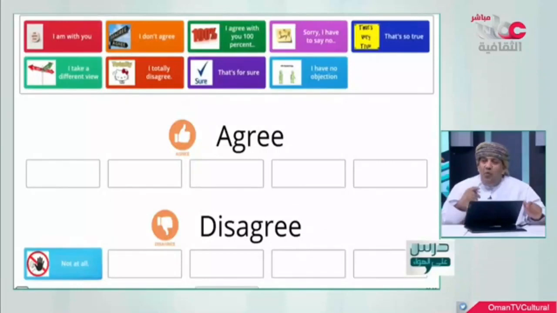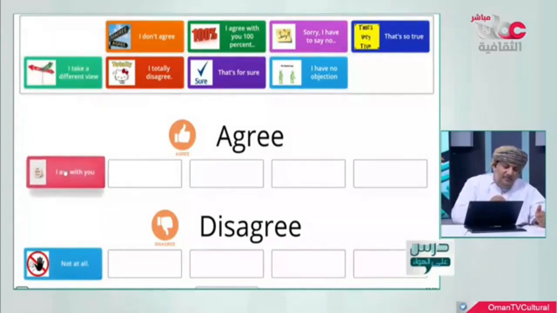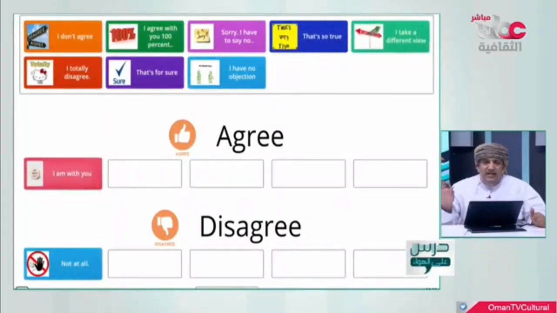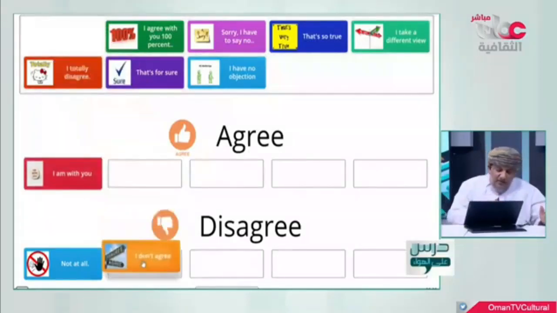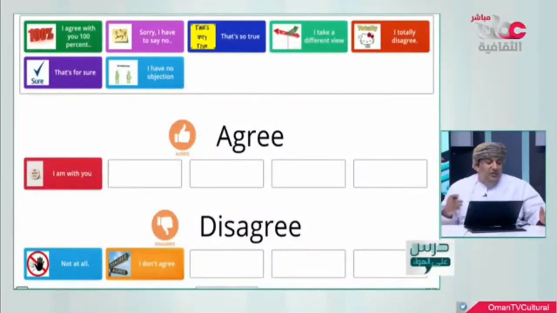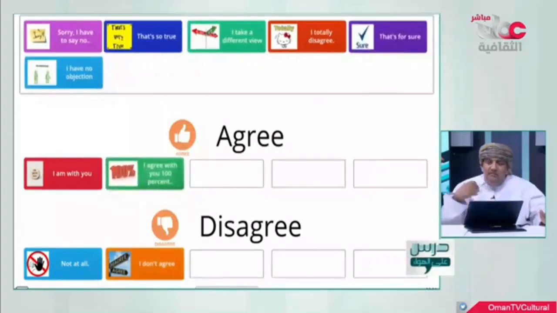Okay, "I am with you." Is it agreeing or disagreeing? This is agree. "I don't agree." Is it agree or disagree? I don't agree means you are disagreeing. Of course. Thank you. "I agree with you 100%." Is it agree or disagree? Yes, it's agree. You are with him 100%.